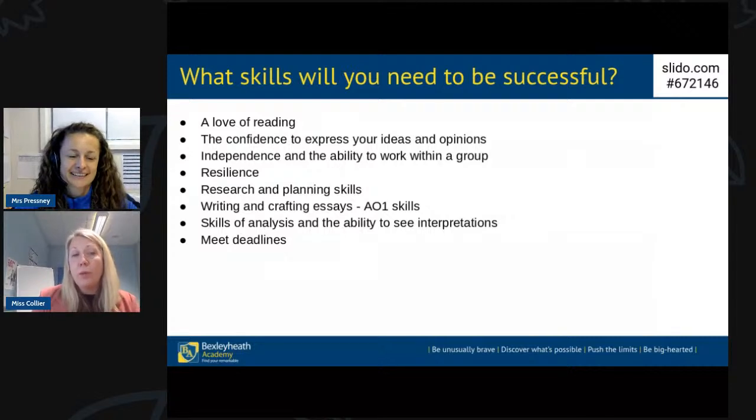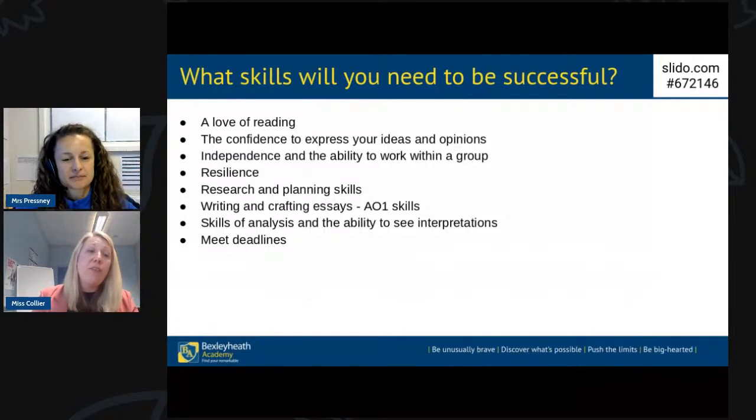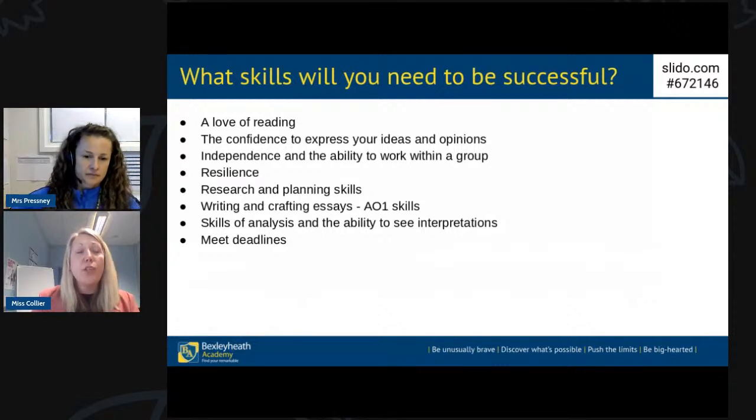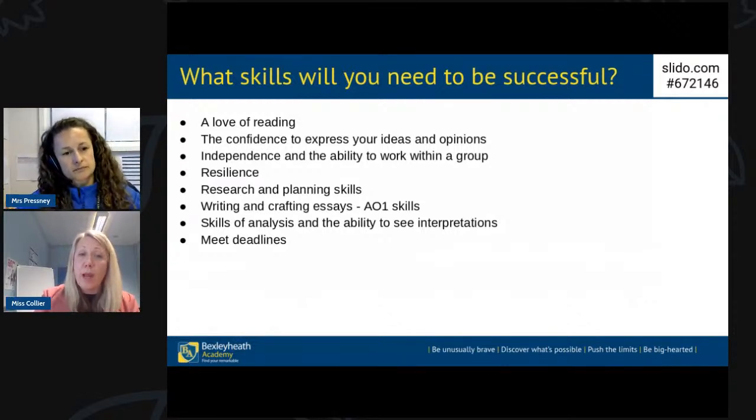One thing that's really, really important is resilience. As much as I'd love you to take up English literature, and obviously I am biased, please don't think that it's a really easy stepping stone from GCSE to A level. It is quite difficult, and you do have to almost start at the bottom and work your way up again.